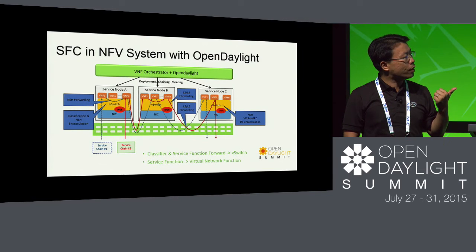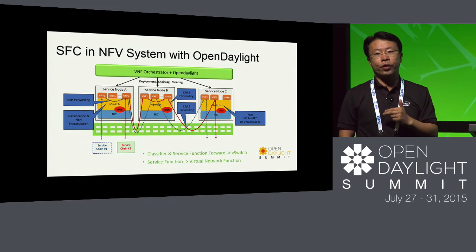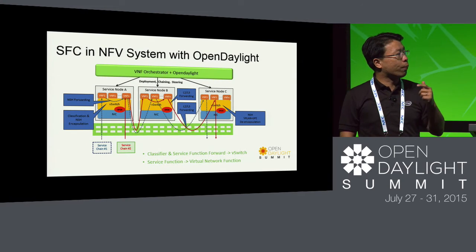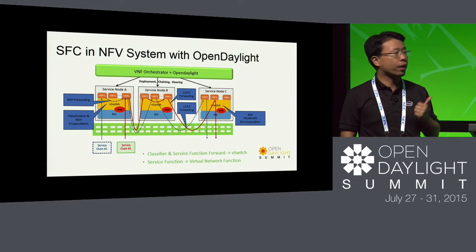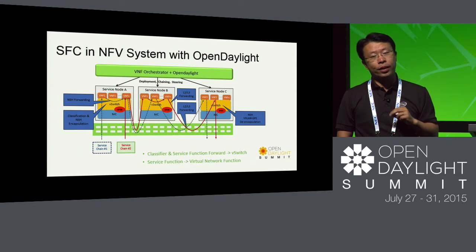Once the traffic with the NSH header finishes traveling through the service function chain, your traffic will be sent to the classifier. It is also a virtual switch, and it does decapsulation, meaning it removes the VXLAN GPE and NSH header, restores the packet to the original format, and sends it to the destination.